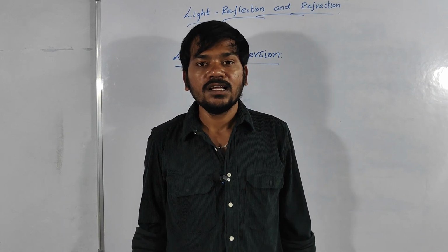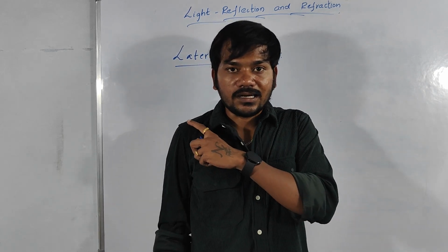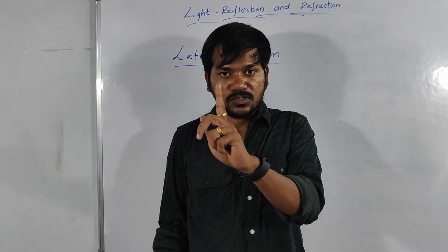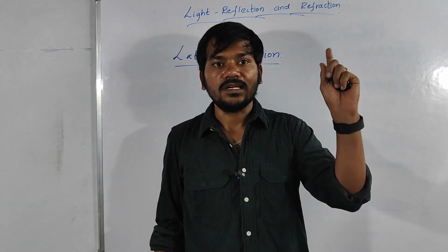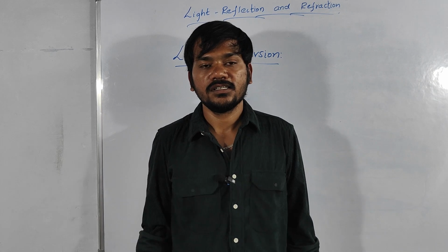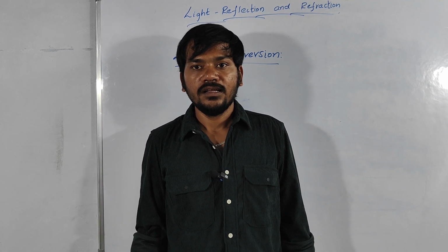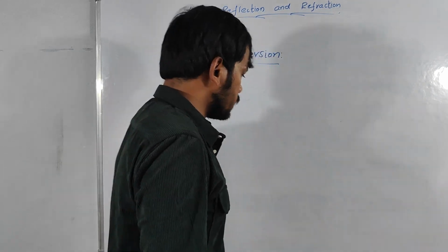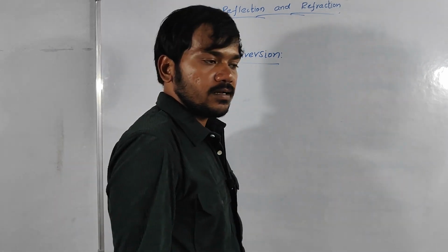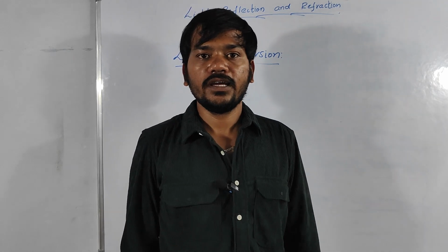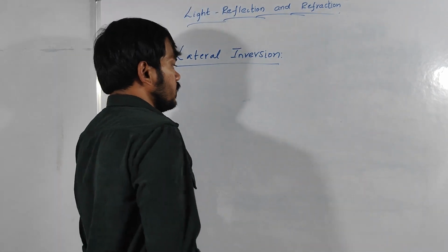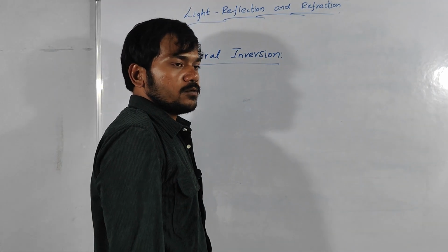What is this lateral inversion? The phenomenon in which the right side of the object seems to be the left side of the image, and the left side of the object seems to be the right side of the image, is said to be lateral inversion. So in image formation, when we are standing before a plane mirror or any kind of mirror which is reflecting the object, lateral inversion is possible.